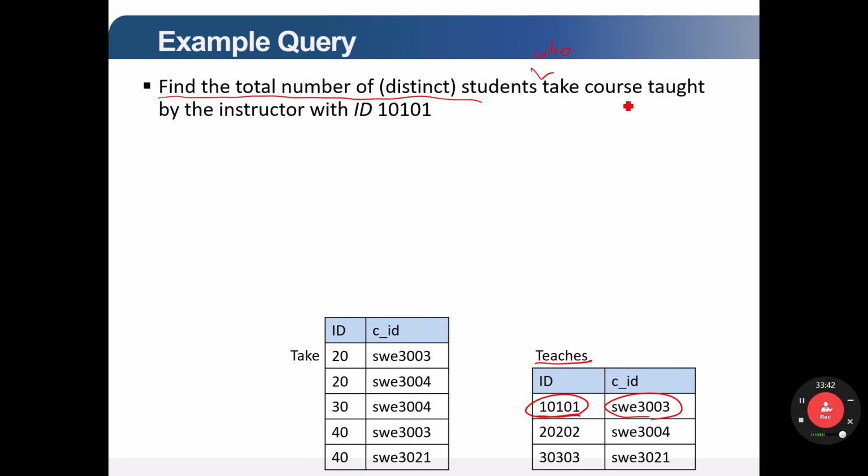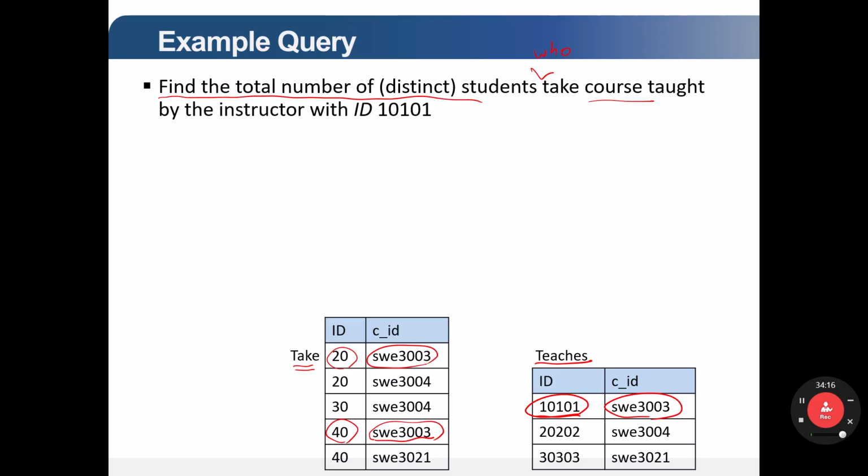Okay. After you identify the course ID, what you need to do is find the total number of students who took that course. So if you look at the takes table, it shows which students took SW 3003. It says the student with ID 20 and the student with ID 40 took SW 3003. Okay, that is how we can interpret this query.